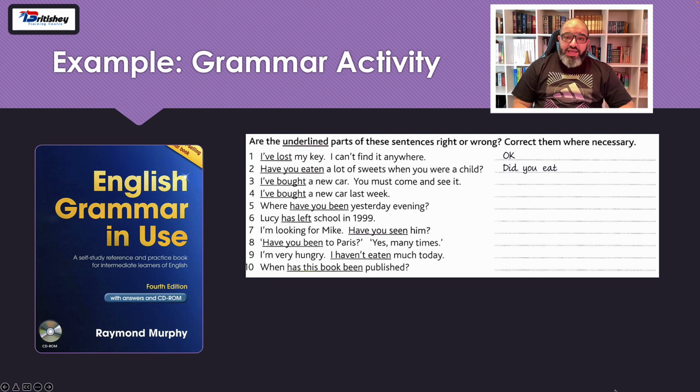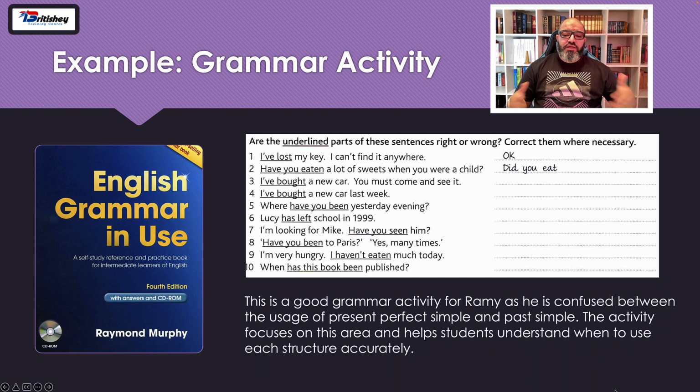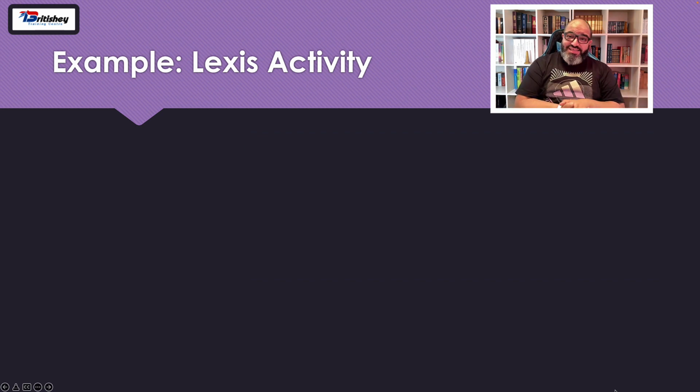Right? Good. And the rationale, we can say something like, this is a good grammar activity for Rami, as he is confused between the usage of present perfect simple and past simple. The activity focuses on this area and helps students understand when to use each structure accurately. Fine. An example for a Lexis activity.